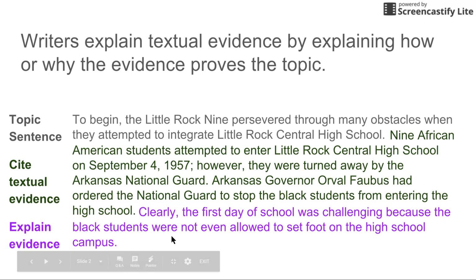So now I'm going to give you a chance. I just modeled for you how writers explain textual evidence by explaining how or why the evidence proves the topic. Now I'm going to give you a chance to practice. I am going to include the second piece of textual evidence that supports this topic, that they persevered through many obstacles. And then you are going to be responsible for explaining how the evidence proves the topic, how the evidence proves that these were obstacles.